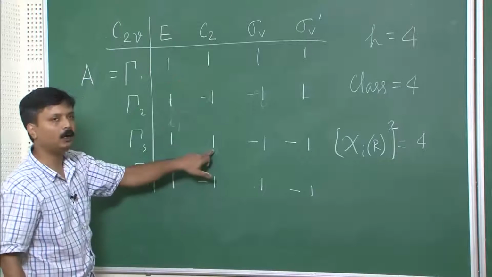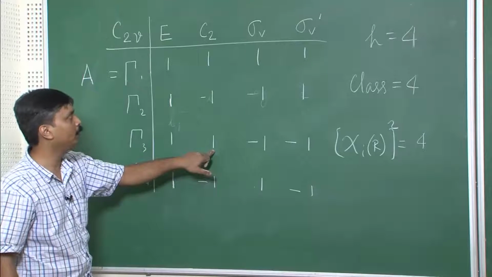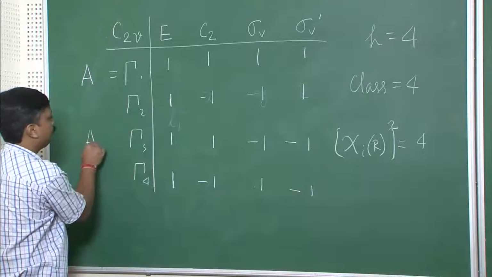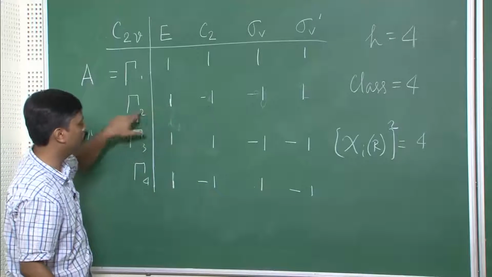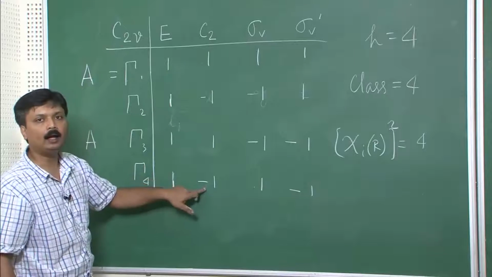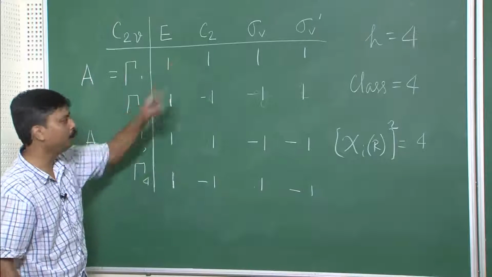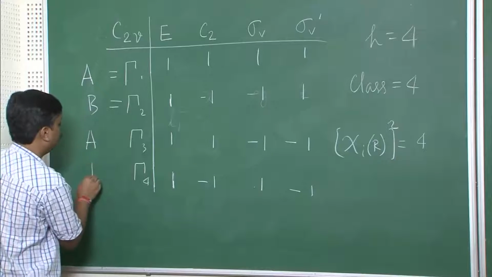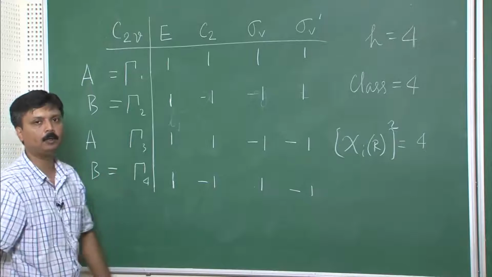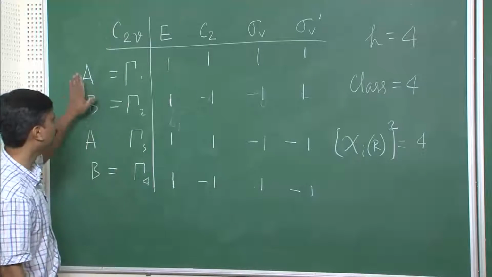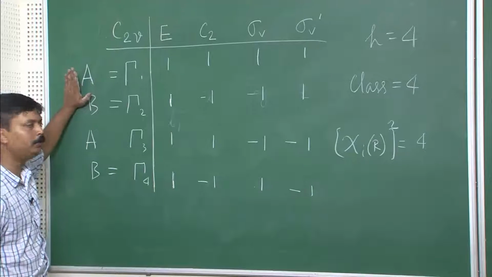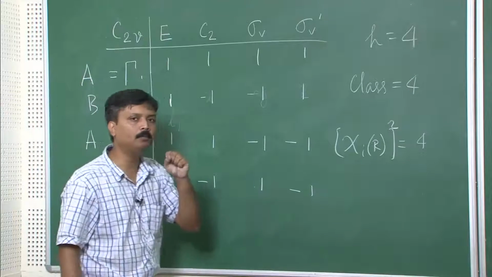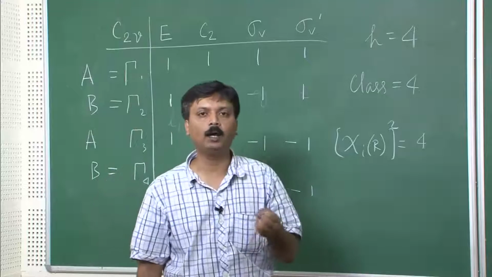Similarly, this one also is symmetric with respect to C2, so this also will be A type, and gamma 2 and gamma 4 are anti-symmetric with respect to C2. Therefore, gamma 2 and gamma 4 will be B type. Now we have to differentiate between two A's and two B's, right? That can be done by putting some subscript, 1 and 2.